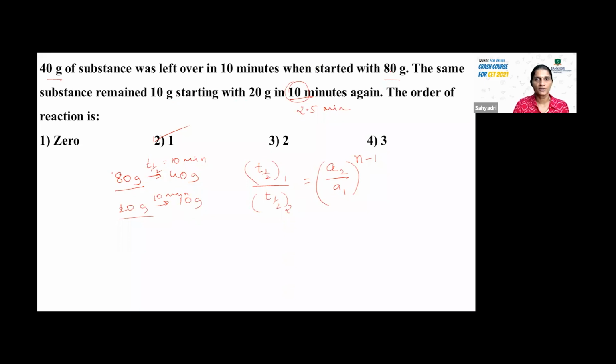See, when you have taken 80 grams, 80 grams becomes 40 grams in 10 minutes. Correct? Now 80 becomes 20, it is decreased by 4 times. When you decrease the concentration 4 times, T half is also decreased by 4 times. T half is directly proportional to A in which order reaction? Zero order reaction. When you are decreasing the concentration by 4, if the T half is increased by 4, it would be 40 minutes.